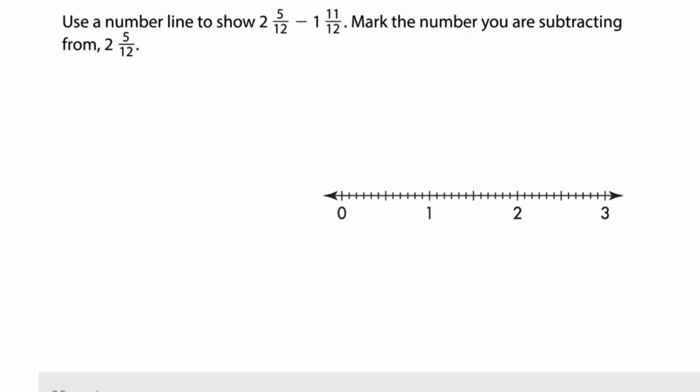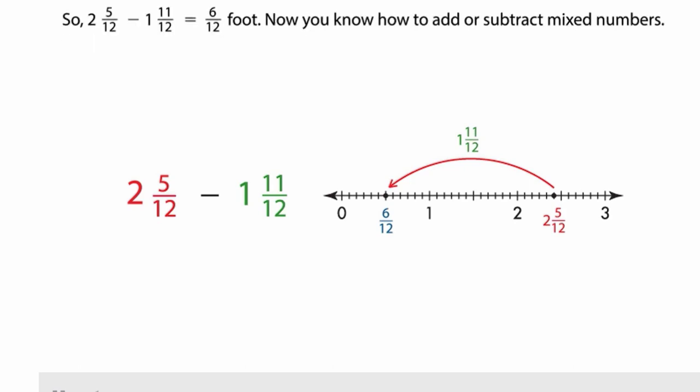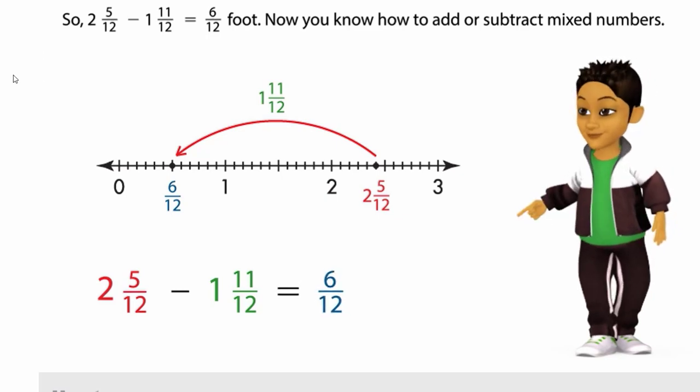Use a number line to show 2 and 5 twelfths minus 1 and 11 twelfths. Mark the number you are subtracting from, 2 and 5 twelfths. To subtract, move 1 and 11 twelfths to the left on the number line. Write the difference as a fraction, 6 twelfths. So, 2 and 5 twelfths minus 1 and 11 twelfths equals 6 twelfths foot.